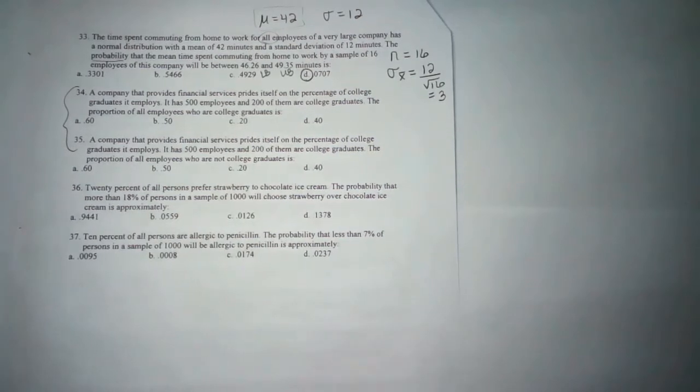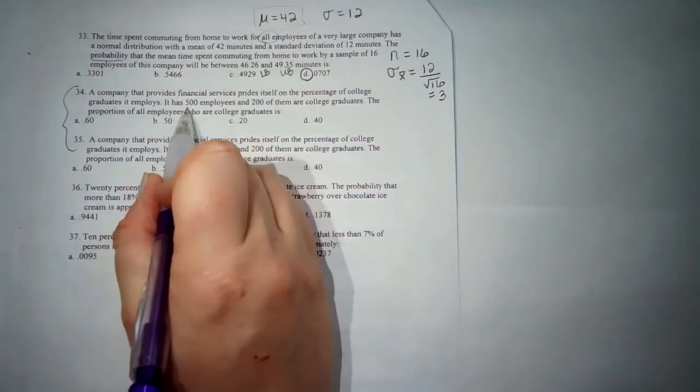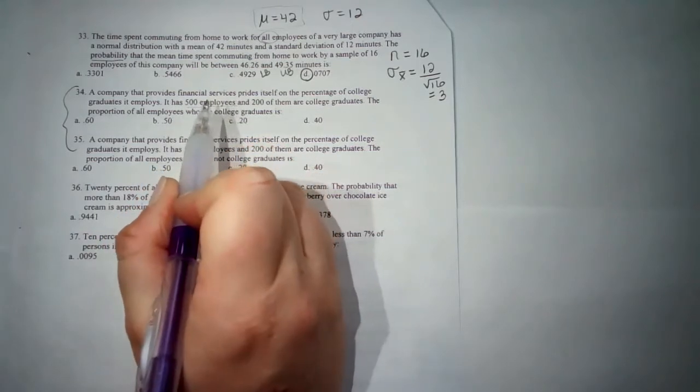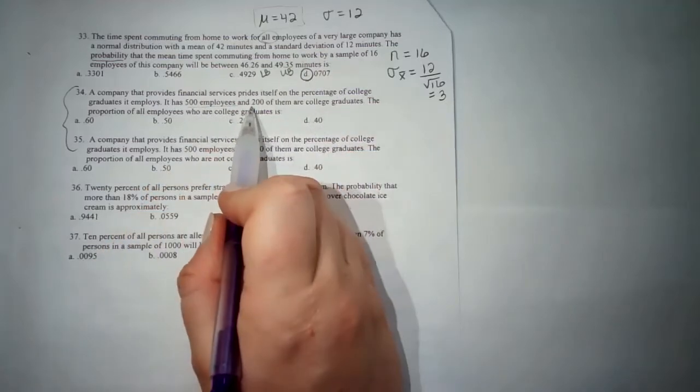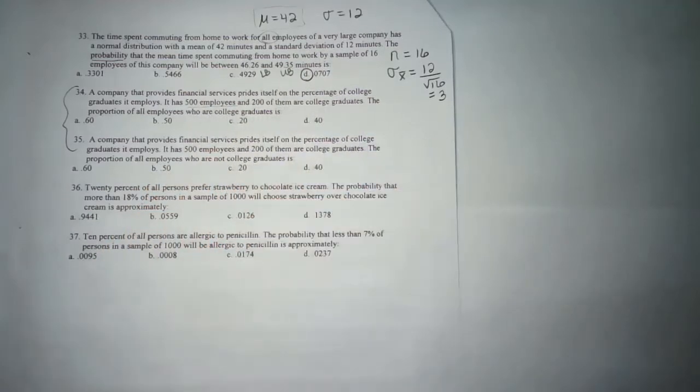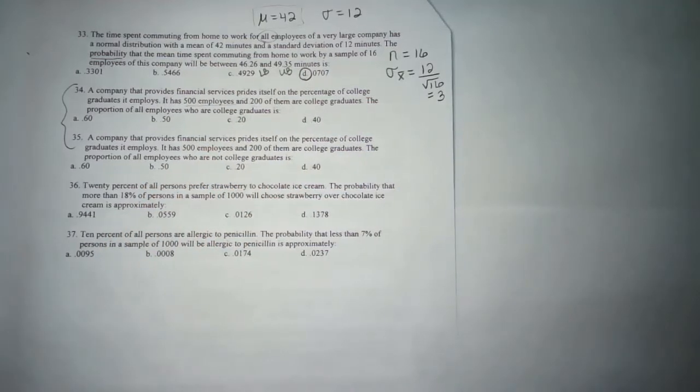A company that provides financial services prides itself on the percentage of college graduates it employs. It has 500 employees. That's the population. 200 of them are college graduates. That's the characteristic of the population that they're talking about, okay? It wants the proportion of all employees who are college graduates.